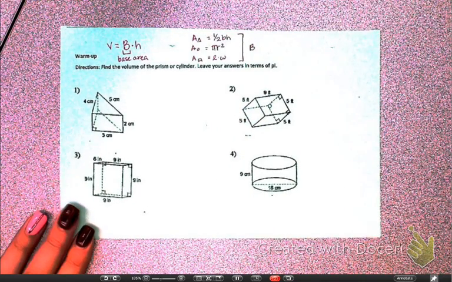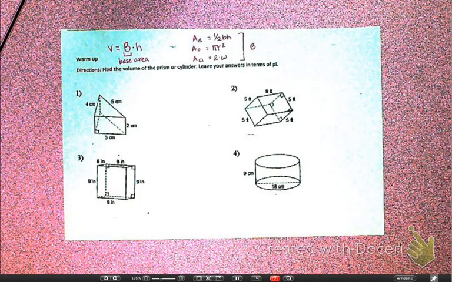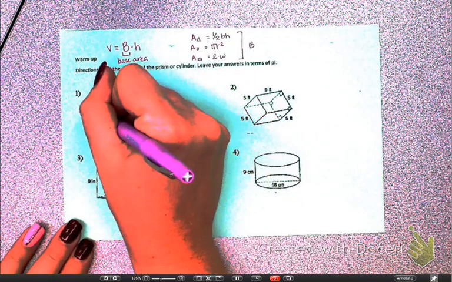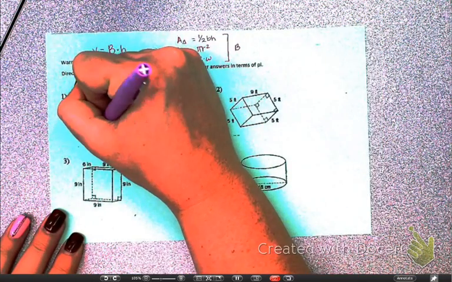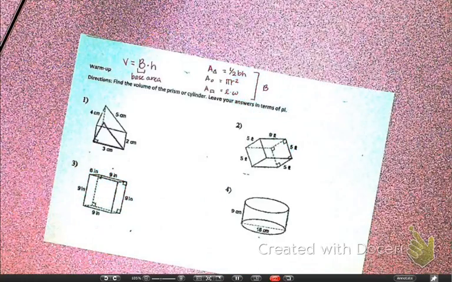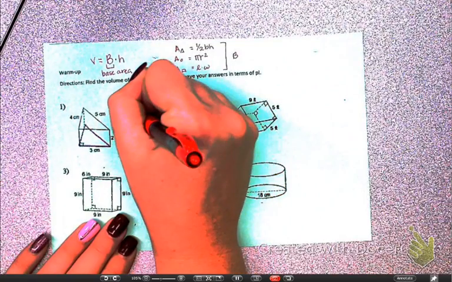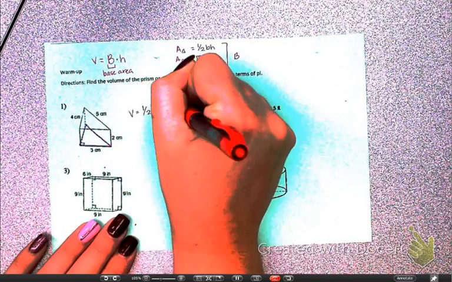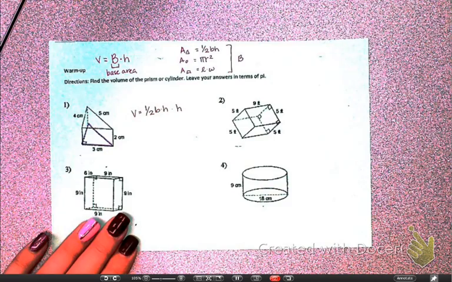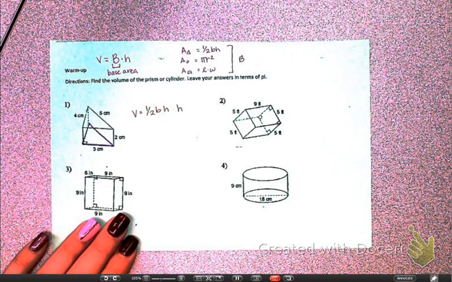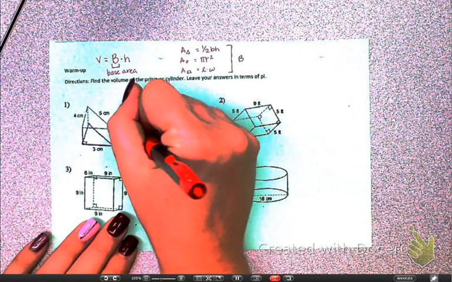So if I look at number 1, what shape is the base? And remember, for prisms and cylinders, the bases, the top and the bottom, are exactly the same. So what is the base of this figure? A triangle. Hint to you, every time you see a triangle, that's your base. So here's the triangle, whether it's on the top or the bottom. I'm using volume equals 1/2 base times height times the height of the whole thing. What is the base and the height of the triangle? 3 and 4. 3 and 4 create the 90-degree angle. Do you see that?